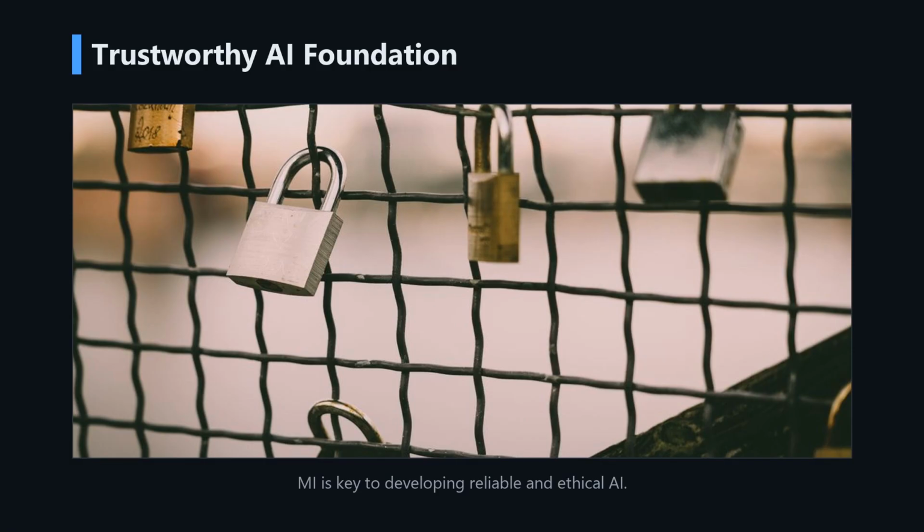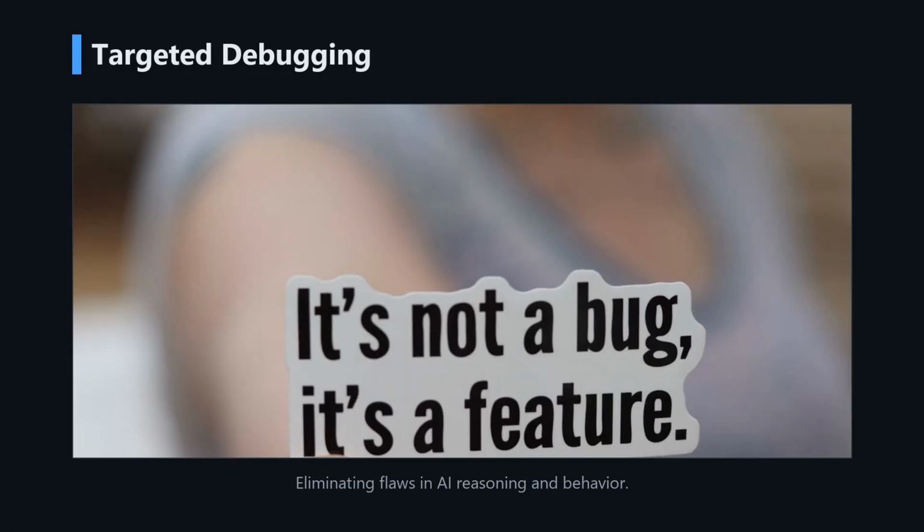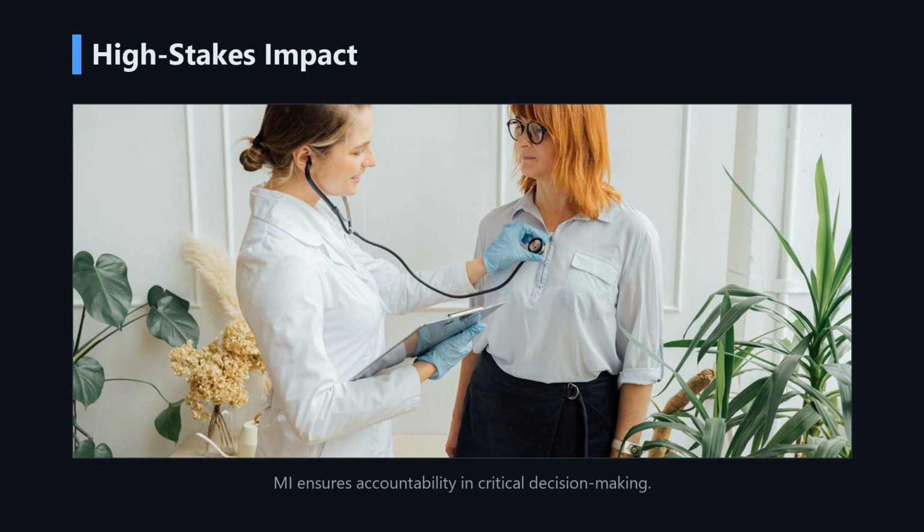The pursuit of mechanistic interpretability is foundational for building genuinely trustworthy AI systems across all sectors. It allows developers and regulators to finally understand why an LLM makes a particular decision, not just what it decided. This enables targeted debugging of undesirable behaviors like hallucinations, bias, or unsafe outputs, particularly vital in high-stakes applications. Imagine applying this in medical diagnostics, where understanding an AI's reasoning could be the difference between life and death.